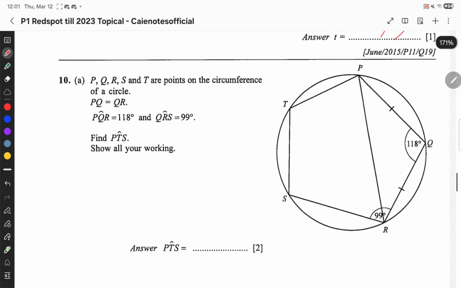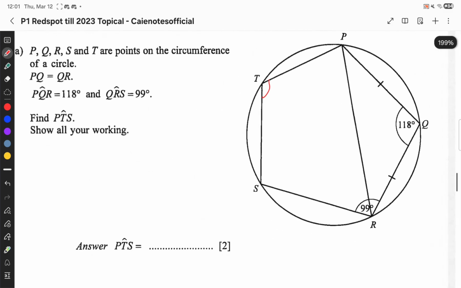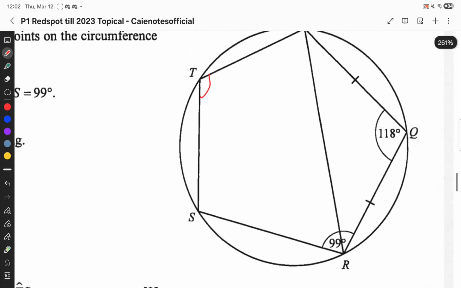Nice. Next, question number 10. Halfway there, approximately. PQRST is a pentagon with points on the circumference, and so on. PQ, this is the isosceles. Find PTS. We need to find this. You may think this is 180 times 5 minus 2, which is 3, divided by 5, 180. No, this is not that. This is not a perfect polygon. Show all of your working. Ooh. So how do we do this?